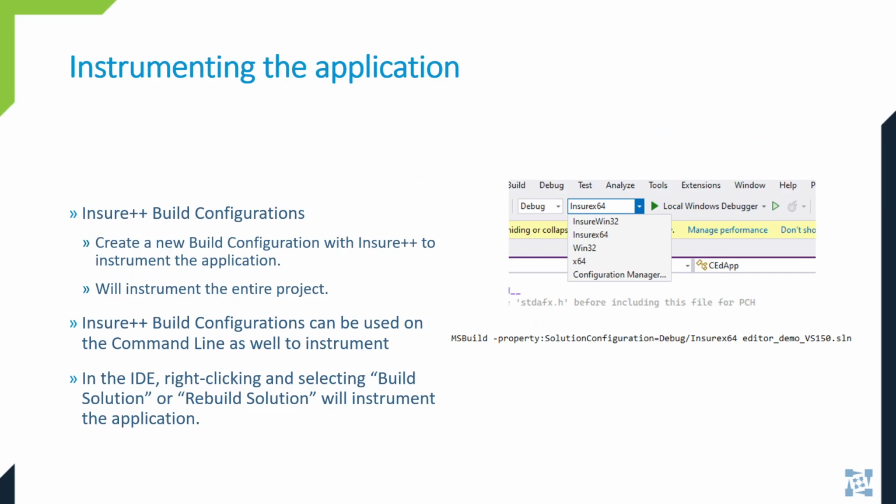and when we get to instrumenting the application, you basically create a new build configuration with Insure as you can see in the screenshot. When you create it based on this build configuration, it'll begin to instrument the application and run through all of the source files to instrument them and be able to look for those memory leaks.